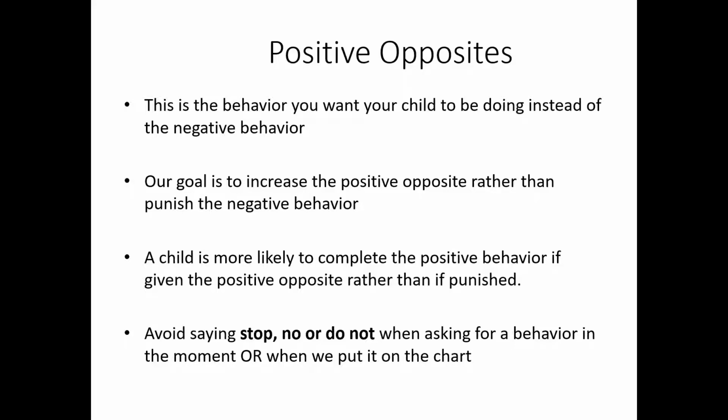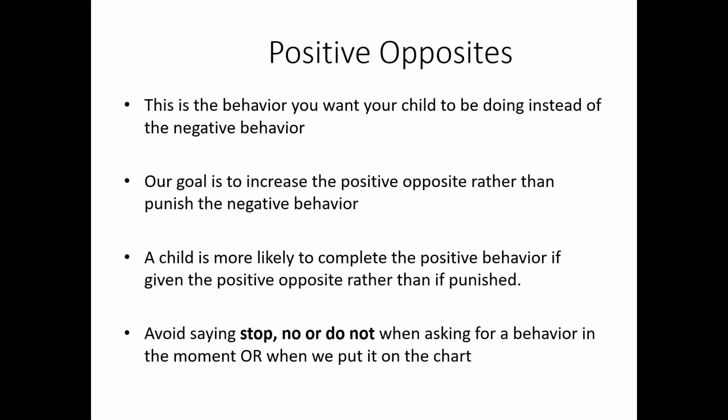A child is more likely to complete a positive behavior if they're given the positive opposite rather than if they're punished. We also want to avoid saying stop, no, or don't do that when asking for a behavior. So for example, positive opposite, this is telling a child what we want them to do instead of saying, no, don't, stop doing that. We're going to tell them exactly what we want them to do.